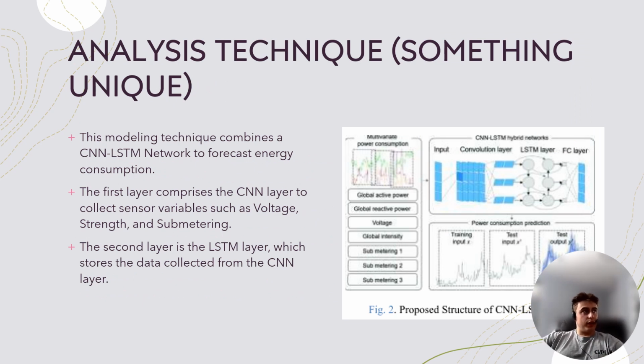So the analysis technique, like I said, is the CNN layer, the convolutional neural network, and the long short-term memory network to forecast. The first is the convolutional neural network. What it does is collect all the sensor variables, and in this case, it was voltage, current strength, and submetering. These were all the power loads as they were metered throughout a house.